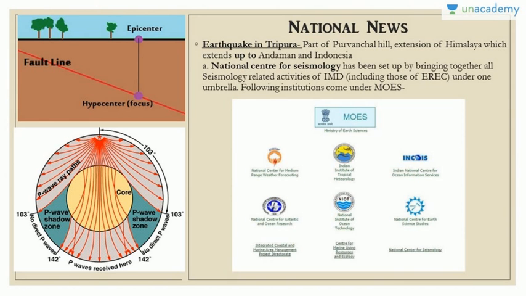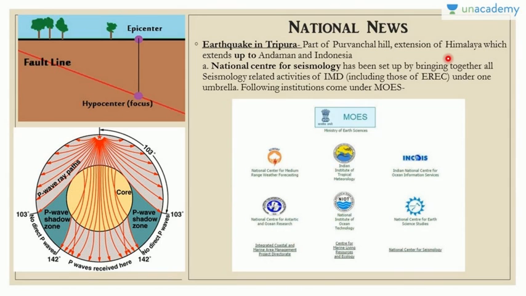So the first page is regarding the national page news. There was an earthquake reported in Tripura, which is a part of the Purvanchal Hills, and actually it's an extension of the Himalayas which extends up to the Andaman and Nicobar Islands and Indonesia. The important thing about earthquakes that we want to know, and we can revise our concepts, is about the epicenter and the hypocenter, that is the focus.